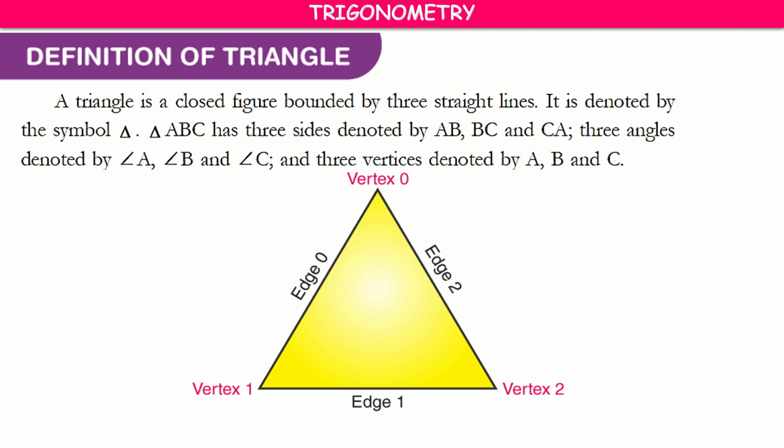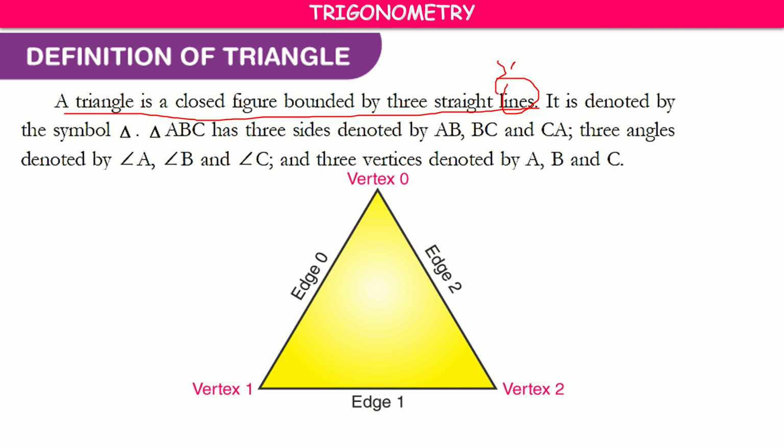So you know what is a triangle? A triangle is a closed figure. Just look at this. A triangle is a closed figure bounded by three straight lines. Not straight lines, line segments we can say. Instead of straight lines, we can say line segments. It is denoted by the symbol triangle.